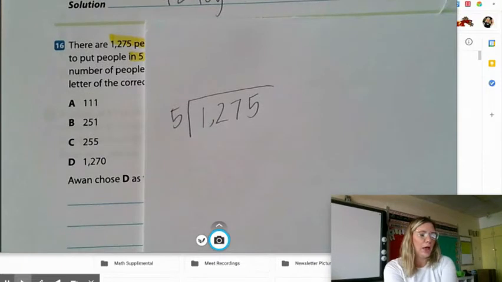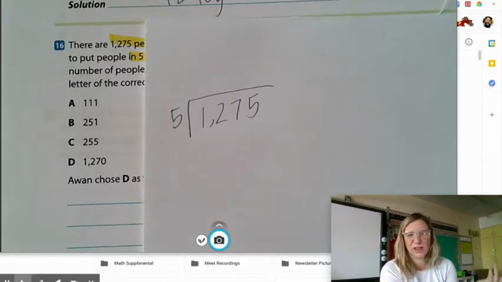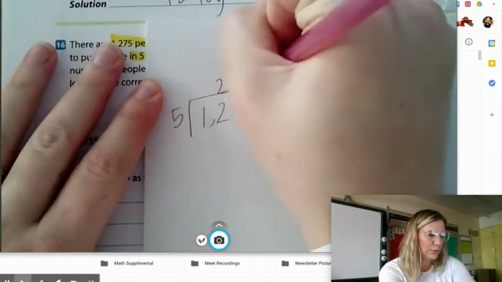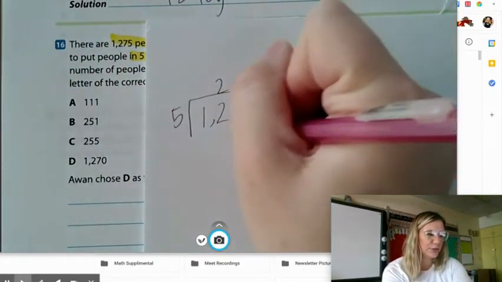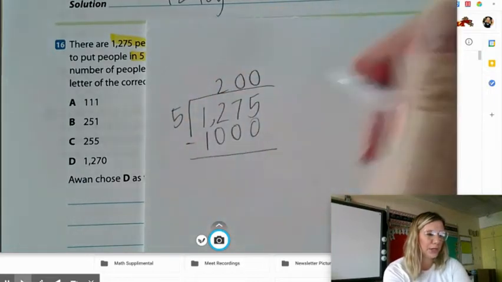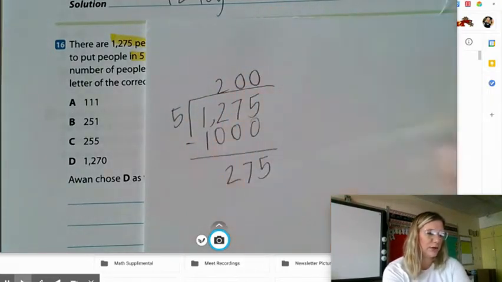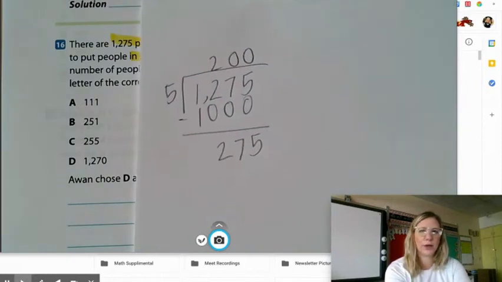Well, I know that 5 times 10 is 50. 5 times 100 is 500. 5 times 1,000 is 5,000, so it's too high. But what I noticed is that 500 is half of 1,000. So if 5 times 100 is 500, then 5 times 200 is 1,000. So I'm going to put 200 up here, put my 2 zeros, and 5 times 2 is 10. Then I'm subtracting here, and I'm left with 275.